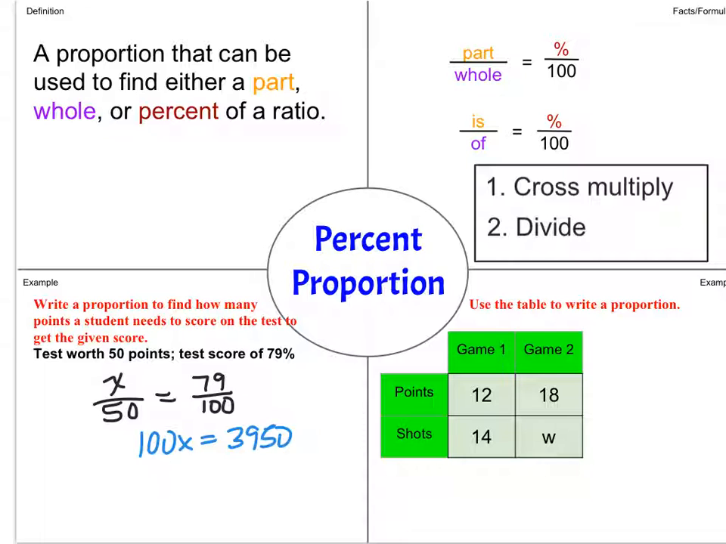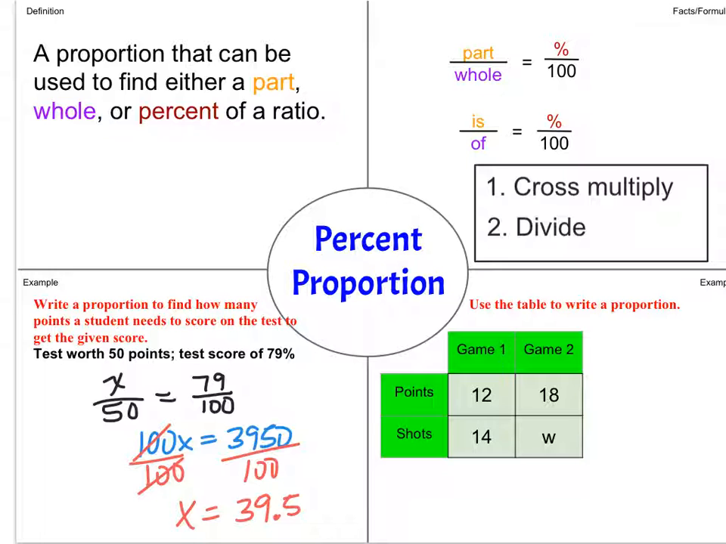The second step is simply to divide. So I want to get my variable by itself, therefore I'm going to divide both sides by 100. The 100s cancel each other out. I'm simply left with x on the left-hand side and 39.5 on the right-hand side. And that is the solution for this proportion.